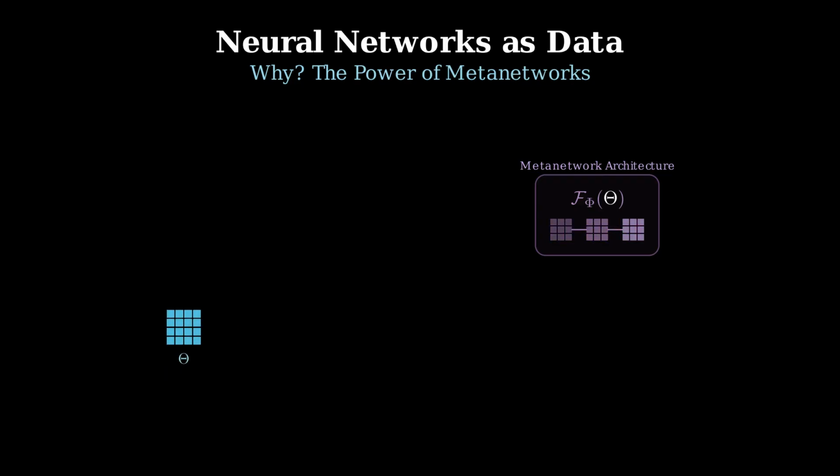Second, we can directly edit networks. A metanetwork can ingest a dense, heavy model, intelligently manipulate its internal weight space, and output a structurally pruned weight matrix. This instantly generates a brand new, highly compressed, and efficient model without any retraining. Perfect for on-device deployment.